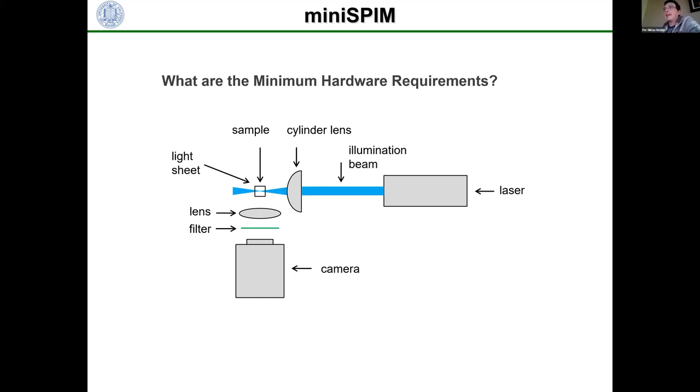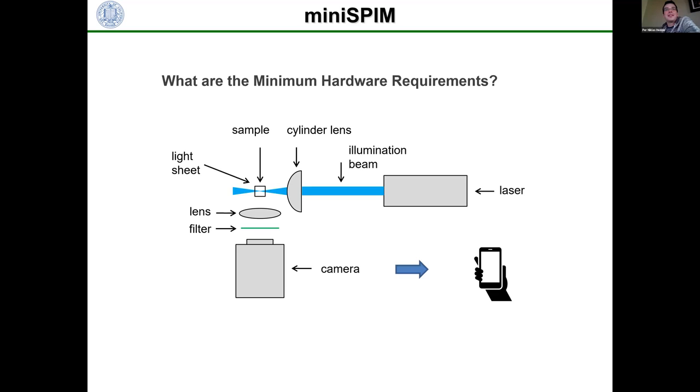Well, we need some kind of light source for illumination. Then we need a method to generate the light sheet, which is, in the simplest case, the cylinder lens. And then we need a lens for imaging. And if we want to use fluorescence, we need a filter to select for that. And of course, we need a camera.